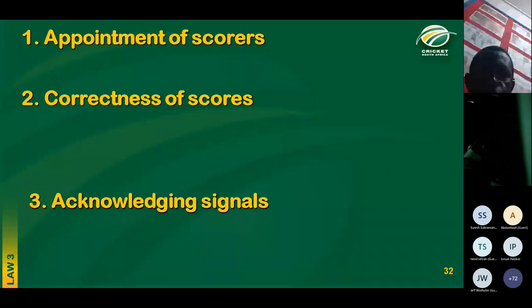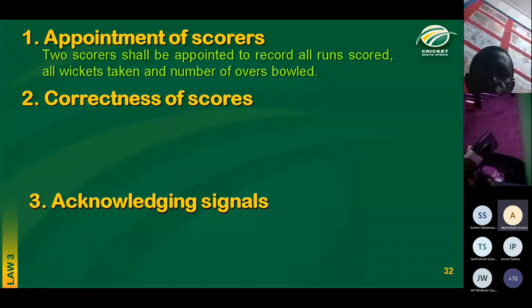So the scorers. Two scorers shall be appointed to each game. And what are their duties? Scorers need to record all the runs scored. They need to record all the wickets that are taken, and they need to record the number of overs bowled. So ideally, two scorers need to be appointed. It's not always the case that you'll find two scorers. Sometimes something happens and there's only one scorer. That is fine, but ideally, two scorers need to be appointed, and they need to record all the runs, all the wickets, and the number of overs that are bowled.